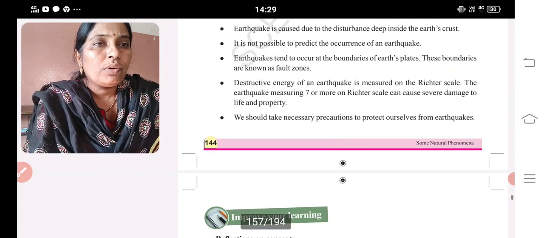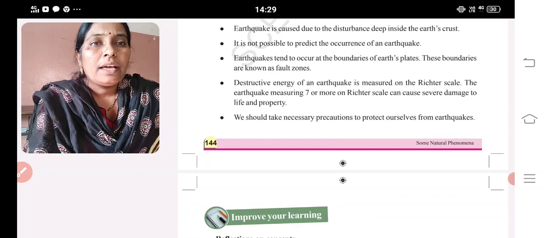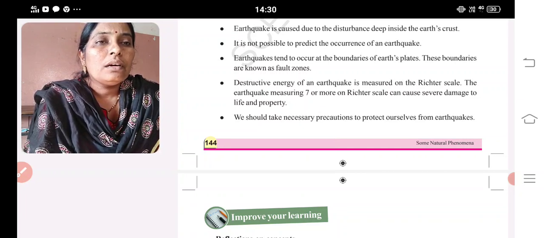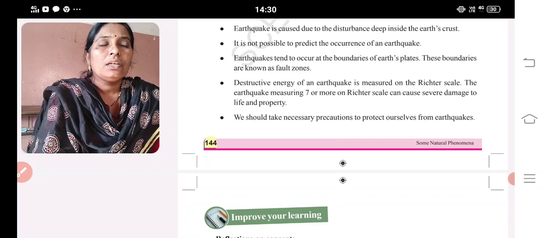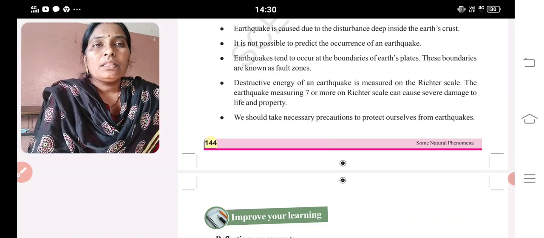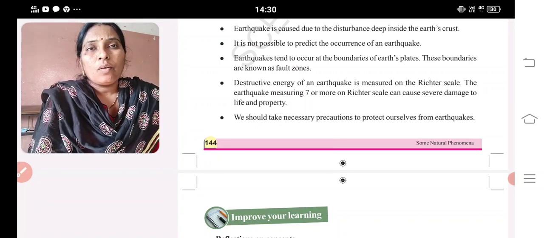The destructive power of an earthquake is measured on the Richter scale, and an earthquake measuring 7 or more on the scale can cause severe damage to property. We should take necessary steps to protect ourselves from earthquakes. So here in this lesson what we have learnt, we also discussed lightning, thundering and how it affects our life.